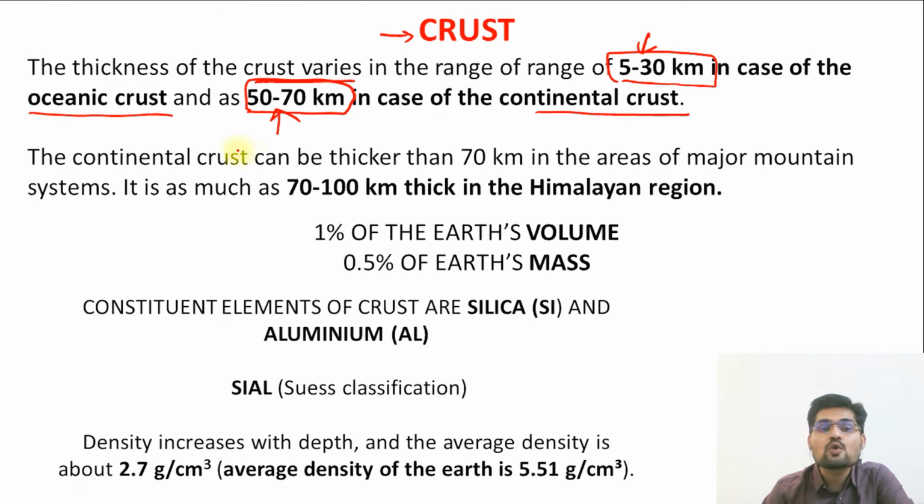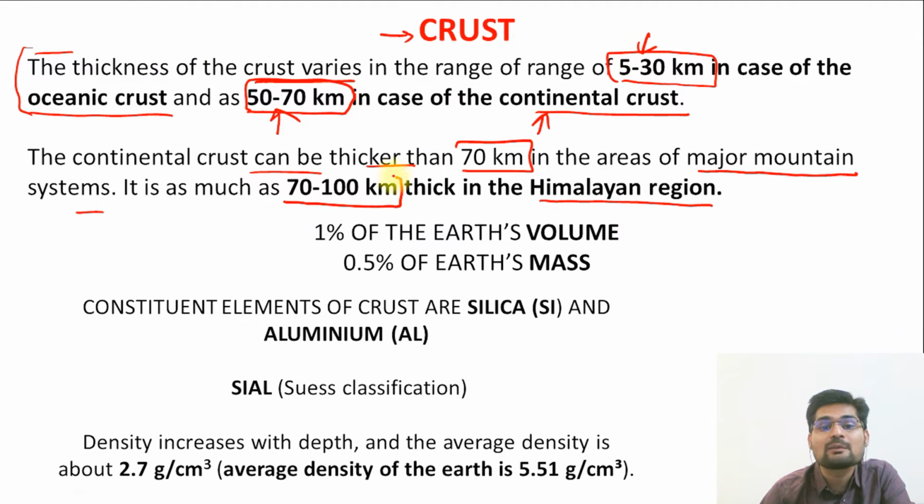So remember, oceanic crust is thinner and continental crust is thicker. Many times this question can be asked in a multiple choice question. Now, continental crust can be thicker than 70 kilometers in areas of major mountain systems. For example, the Himalayan region is about 70 to 100 kilometers thick. That is important here. Now, in terms of volume and mass, remember this fact: the crust is 1% of the Earth's volume and 0.5% of Earth's mass.